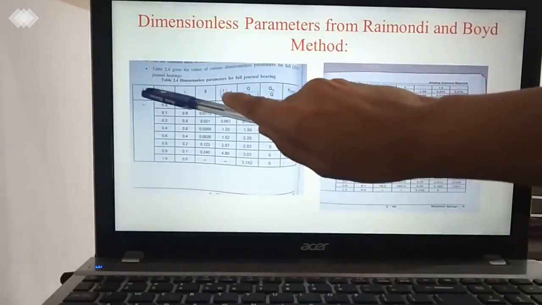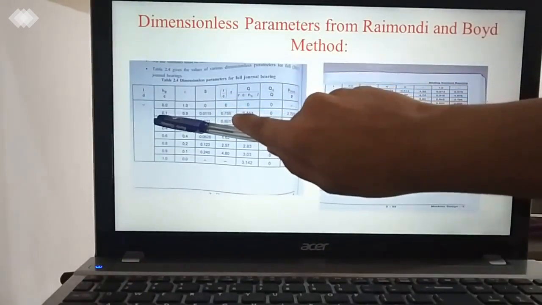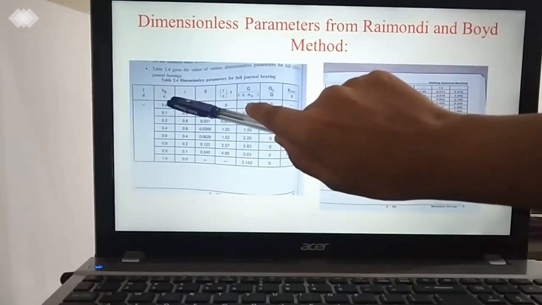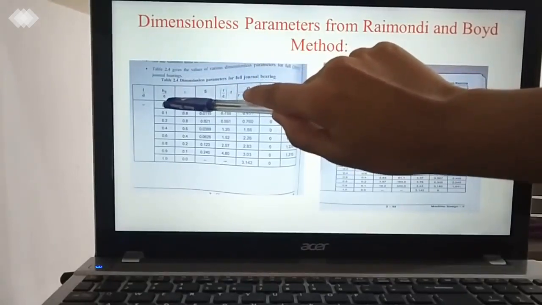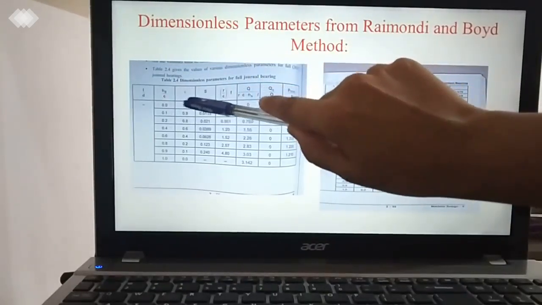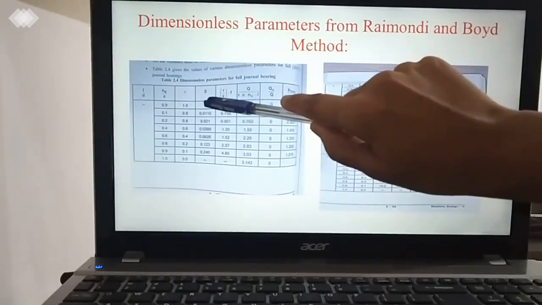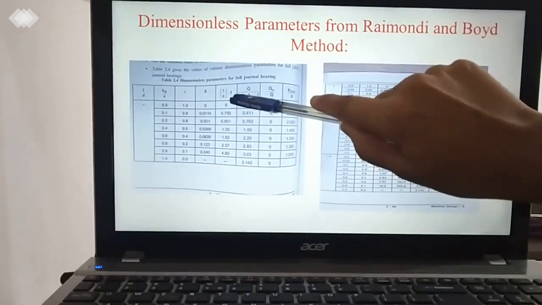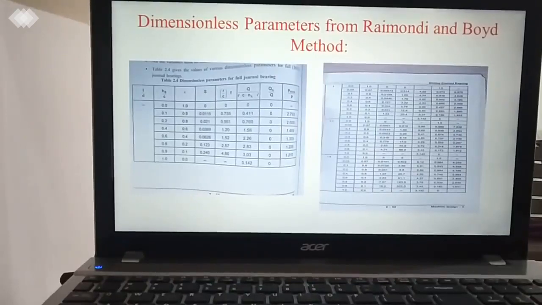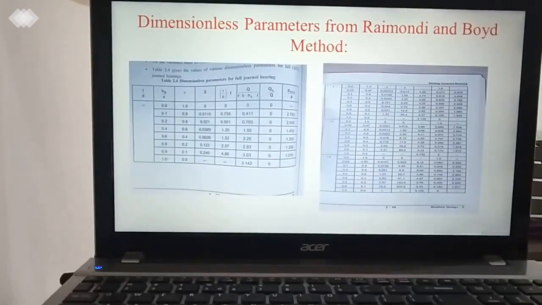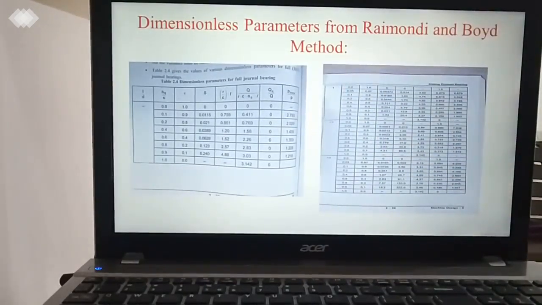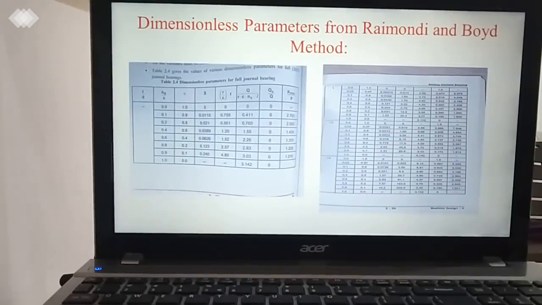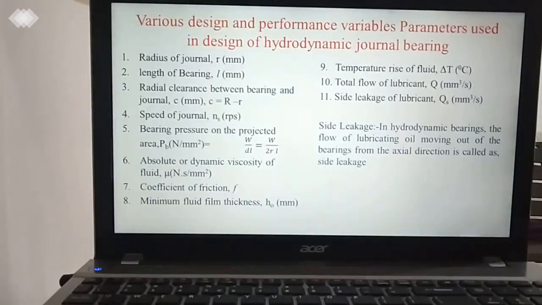Here we have the chart, or we can say the table, for the dimensionless parameters. The first parameter is L by D, that is the length by diameter ratio. The second is h0 upon c, that is the minimum thickness divided by clearance ratio. Then epsilon, that is e upon c ratio. Then Sommerfeld number, then r upon c into f is the coefficient of friction variable. The next is Q upon r c Ns L, the flow variable. Then Qs upon Q ratio and P max upon P ratio.